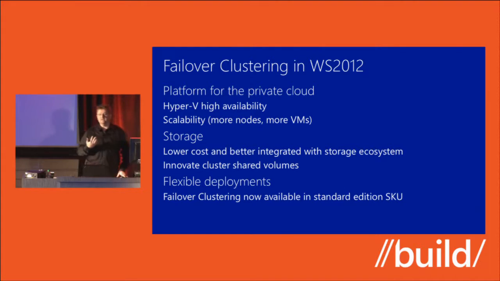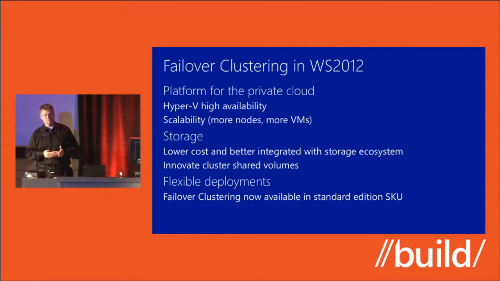We also want to scale. When we started thinking about the private cloud, we wanted to provide a very scalable, robust platform. So now we scale up to 64 nodes in a cluster and 8,000 virtual machines on top of a cluster. On the storage side, we wanted to lower the cost of storage. So we integrated with Storage Spaces, which is a new solution here in 2012. And we also want to innovate cluster shared volumes.